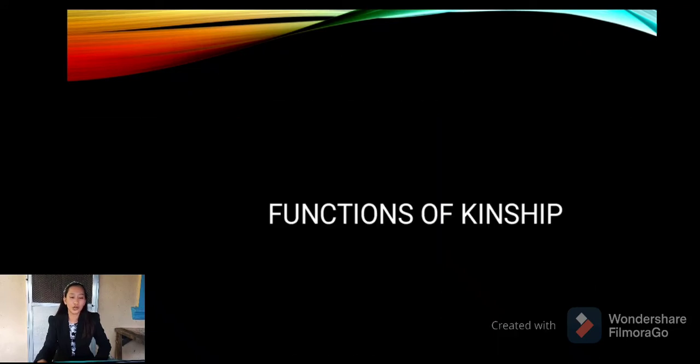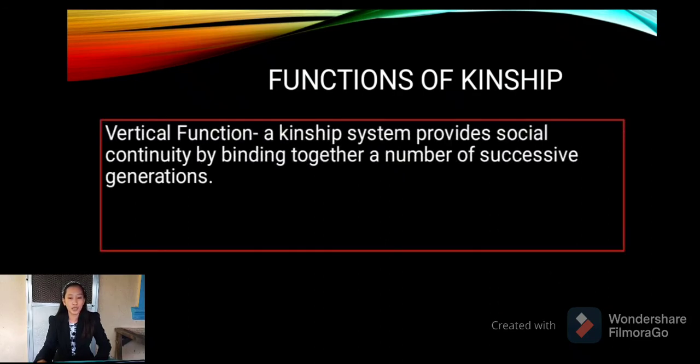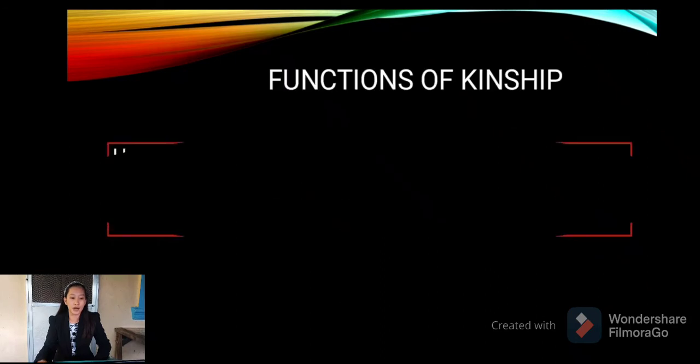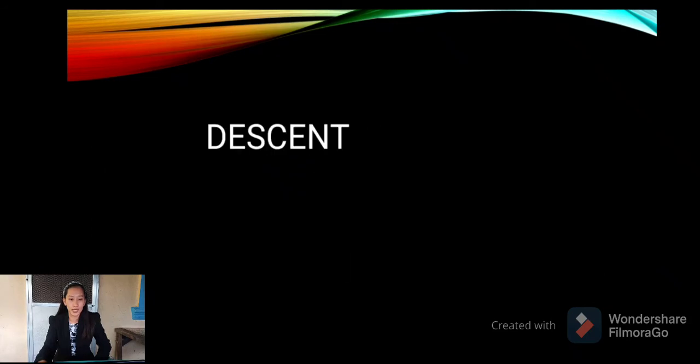Next, we have the functions of kinship. First is the vertical function. A kinship system provides social continuity by binding together a number of successive generations. For example, the passing of property, political office, and tradition. Next is the horizontal function. It solidifies or ties together people across a single generation through the process of marriage. Examples here are alliance and exogamy. Next, we have descent.